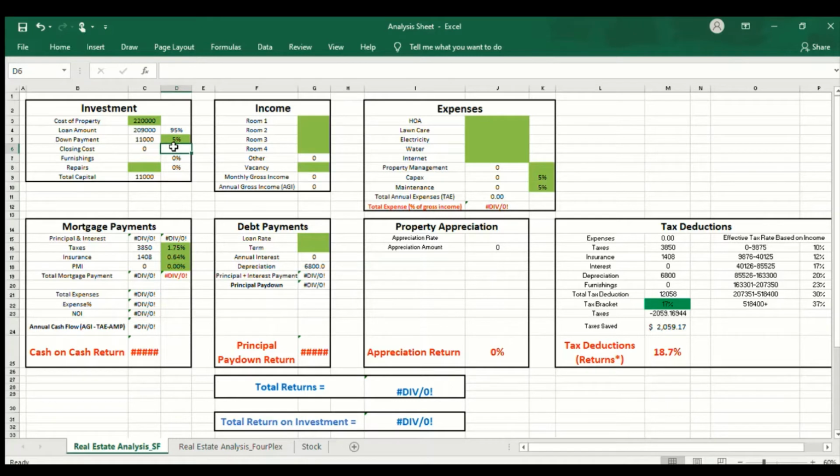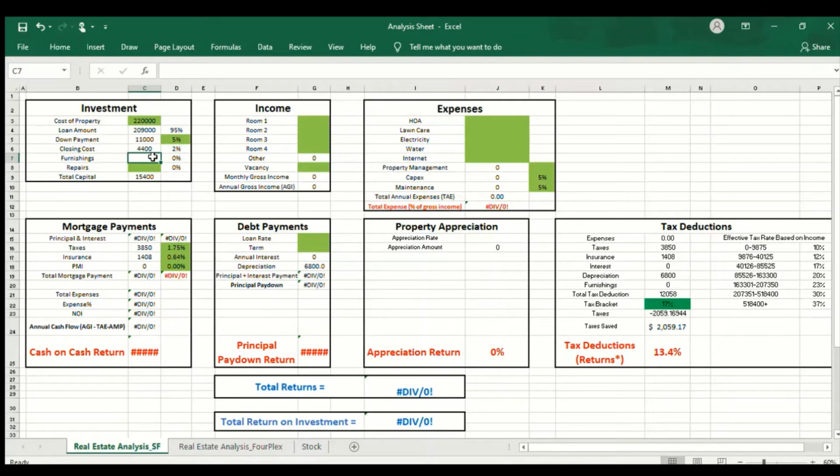Now, in some cases, you could negotiate that in such a way that the seller could cover the closing costs. But whenever you're conducting an analysis on a rental property, you always want to plan for the worst case scenario. Okay, so I'm going to assume that I'm the buyer. I'm going to be responsible for paying the closing costs. I'm going to put 2% here.